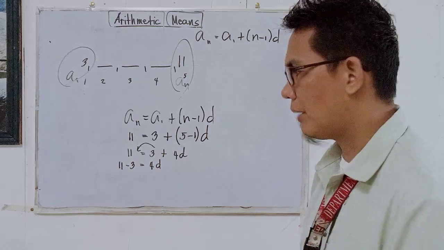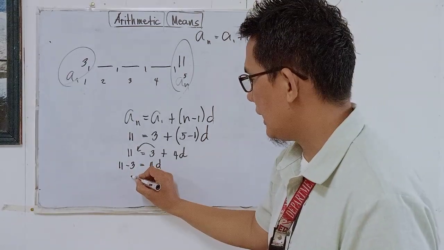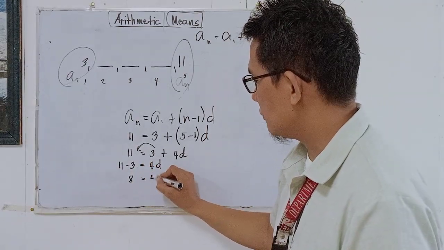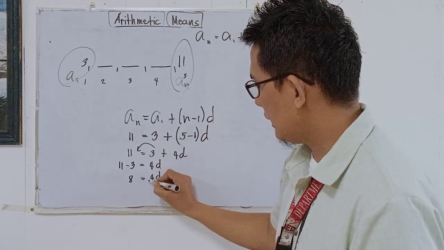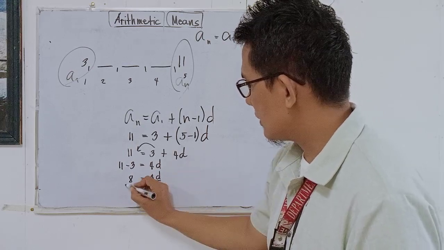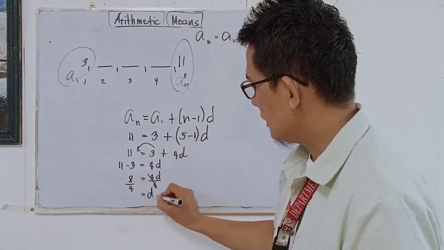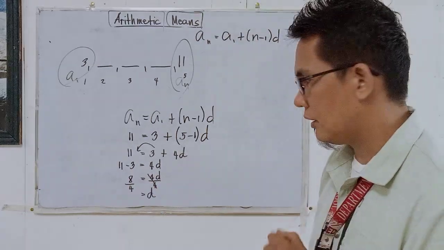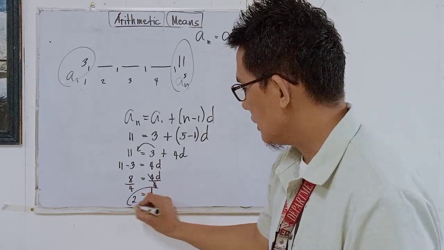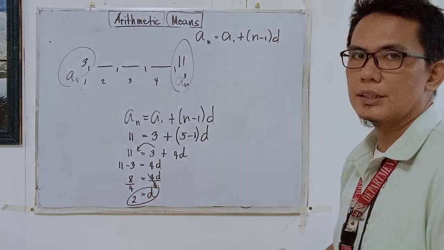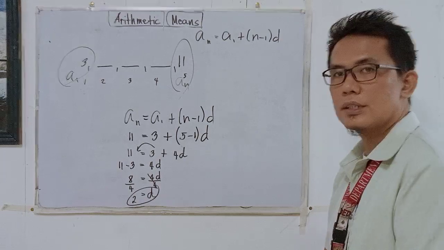Is equal to, copy 4d. Okay, what is 11 minus 3? 11 minus 3 is 8, which is equal to 4d. Then to solve for d, divide by its coefficient, which is 4, and that will be cancelled. Now, d is equal to 8 divided by 4. So therefore, the common difference of the sequence is 2.